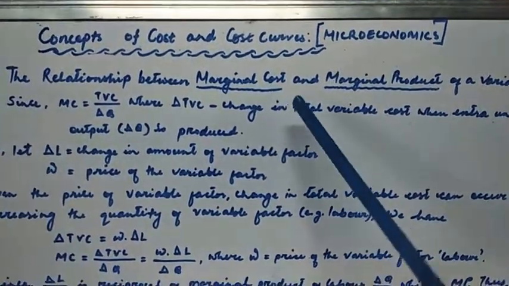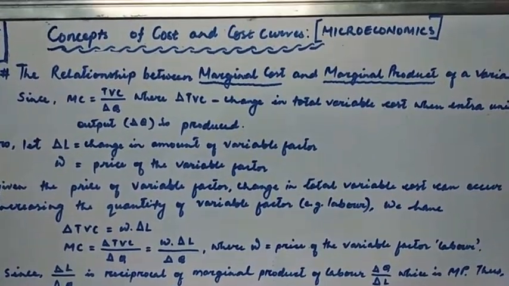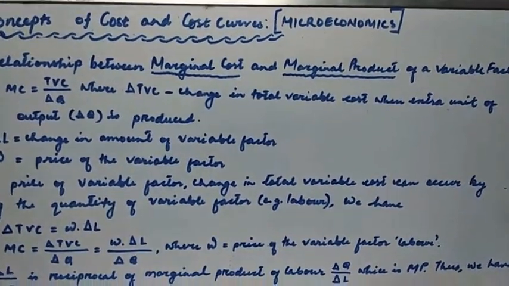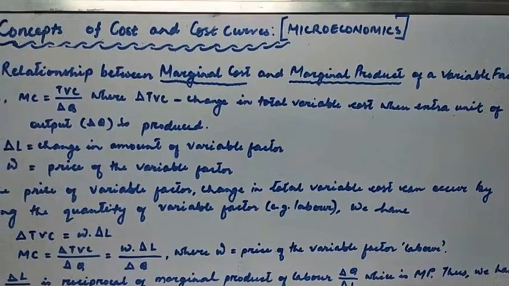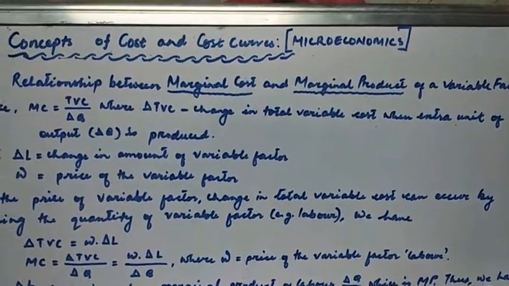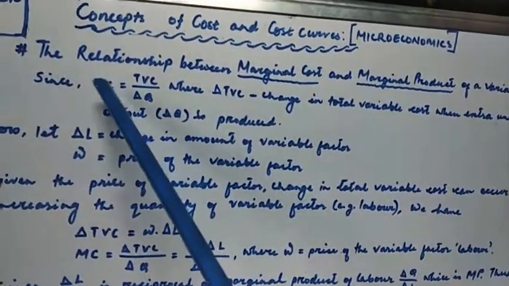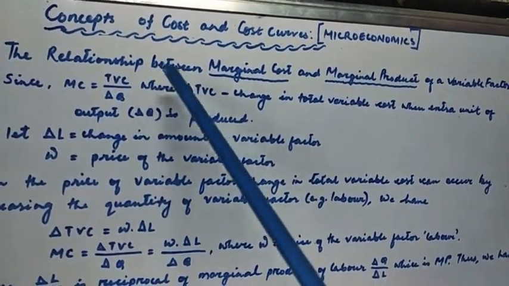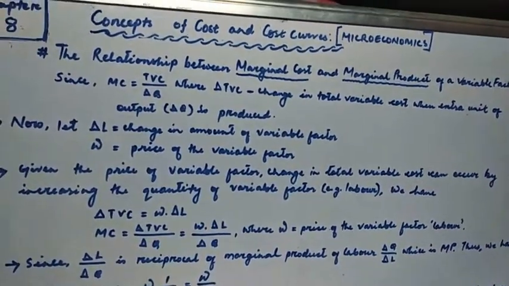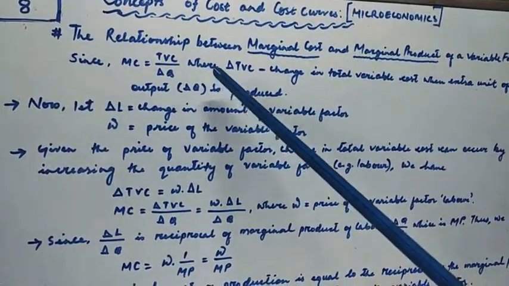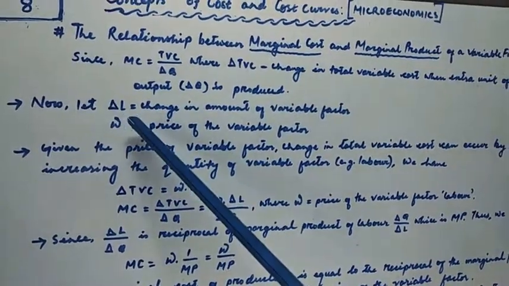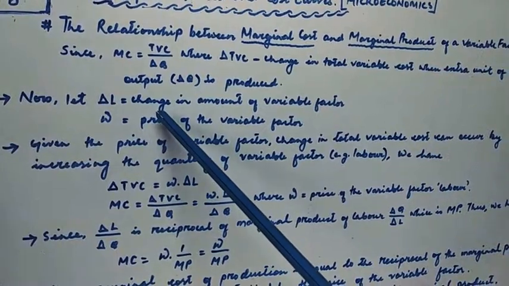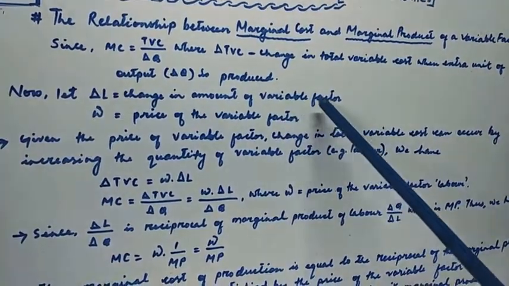So marginal cost, as we have explained, is nothing but the addition to total cost, or the change in total cost because of the addition of an extra unit of output. That is why we define marginal cost as change in TVC divided by change in Q. Now, given this formula, let us assume that change in L, delta L, represents the change in the amount of variable factor.